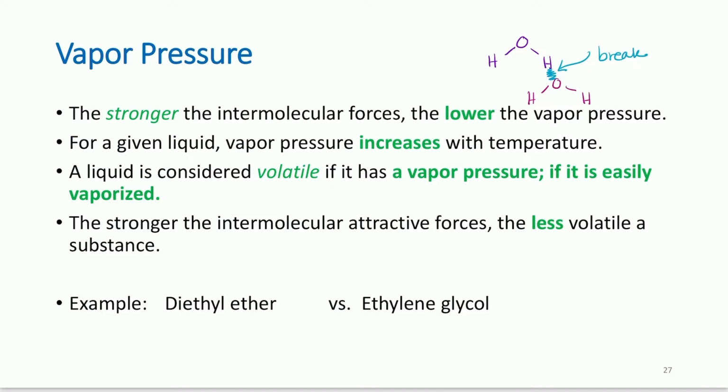So the stronger those intermolecular forces, the closer they hold them together, the more difficult it is for it to escape the solution it's in, and therefore the less volatile it is, because it's not going to easily enter into the vapor phase. So for example, diethyl ether versus ethylene glycol.